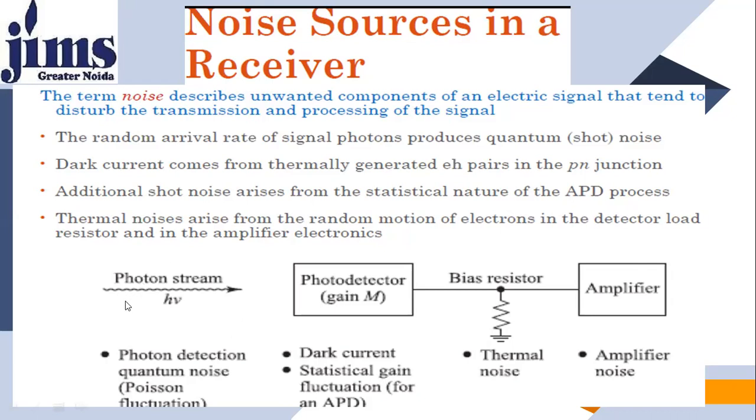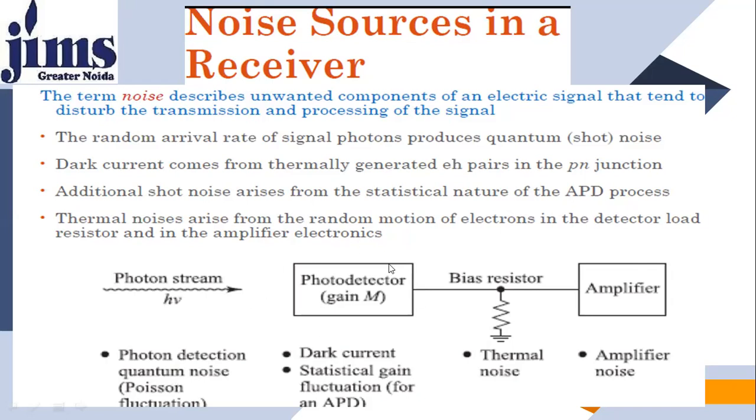So first of all, we start with the first stage. These are the photon streams, and each photon has energy of h nu, where h is Planck's constant and nu is the frequency of the photon. So in that stage, we have photon detection quantum noise, or you may say shot noise, right? And their fluctuation follows a Poisson distribution. So this is the first stage. We get shot noise or quantum noise.